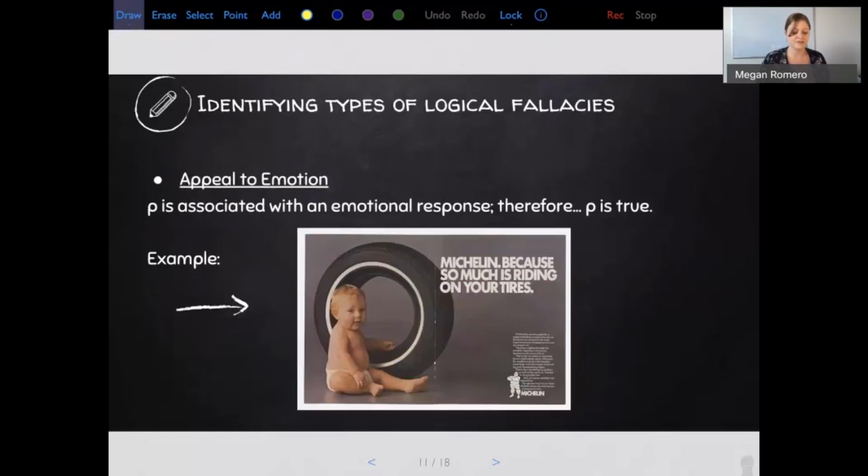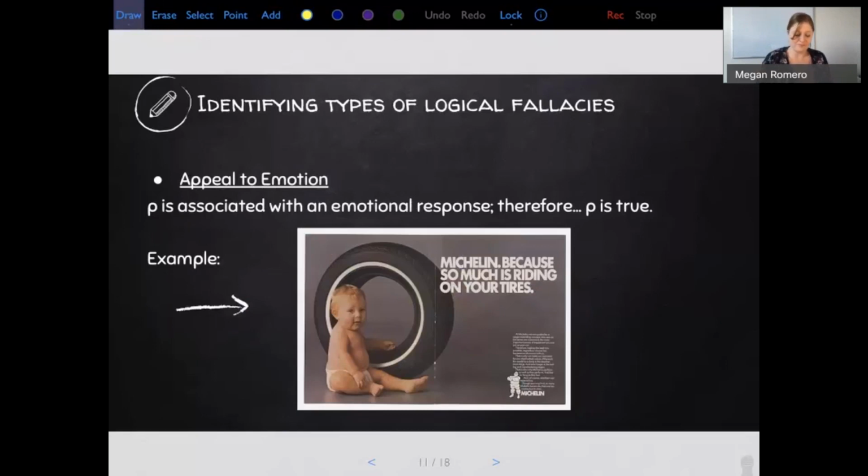Identifying types of logical fallacies. Another one is appeal to emotion. P, or the premise, is associated with an emotional response, therefore it is true. So for instance, this Michelin tires ad with the cute little baby Michelin, because so much is riding on your tires. It's creating that soft spot for children. However, maybe it's not the best tire.